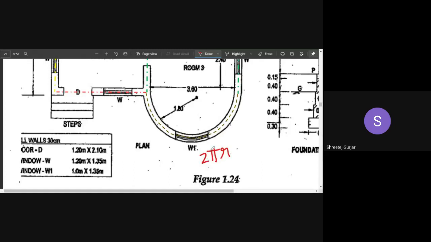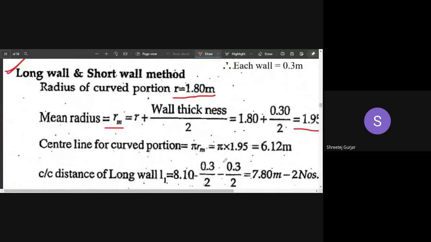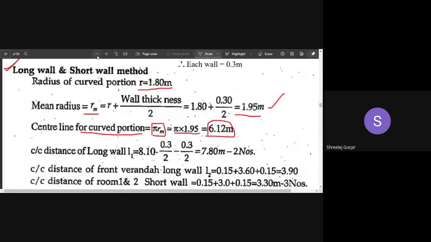But here you can observe it is a semicircle. It is not a complete circle, so you have to divide it by 2, because it is half a circle. So this 2 and 2 will cancel, and we are left with pi r. So the center line length for a curved portion will be pi into rm. We know rm is 1.95, so pi into rm gives the center line length for a curved portion. This is how we calculate.